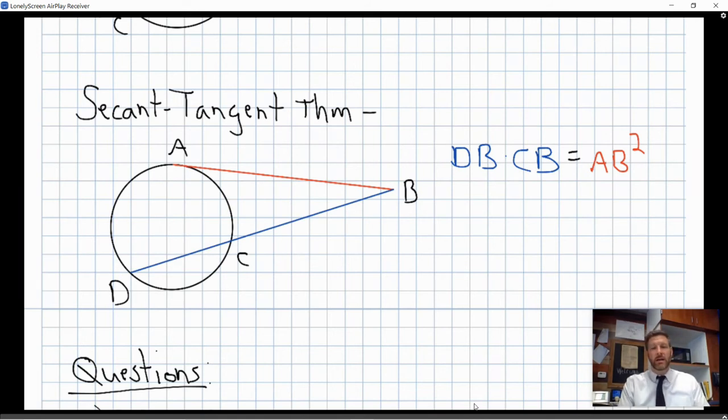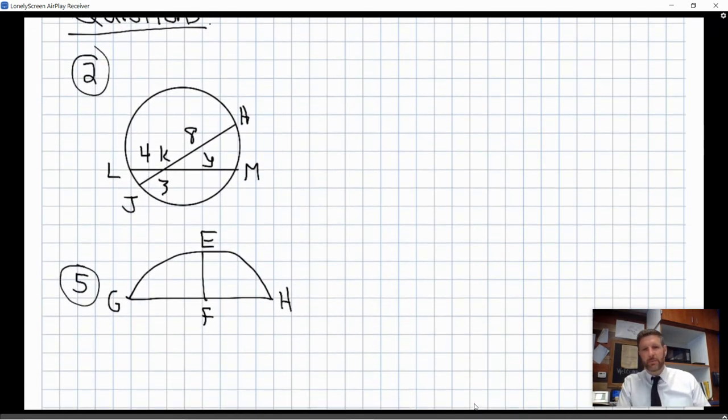So the tangent line, which we haven't seen before, follows a pattern that we haven't seen. That's going to be AB squared. So let's look at some questions and see this in action. We got one of each type plus a bonus one, and kind of a more nuanced one, number 5, that we'll look at.